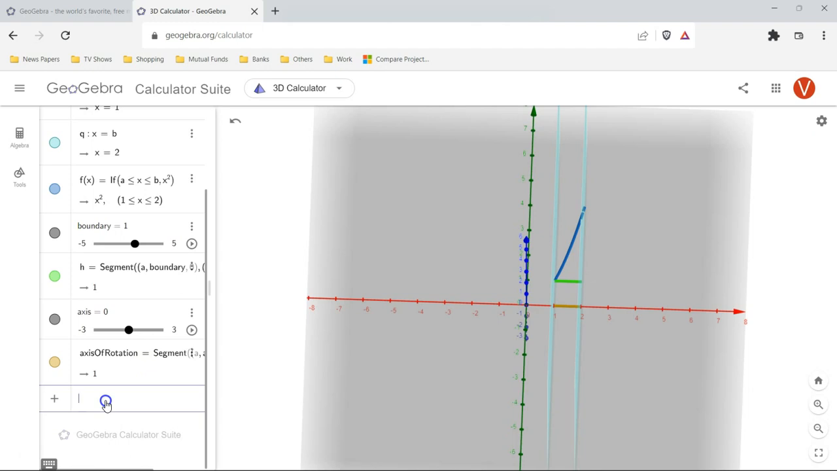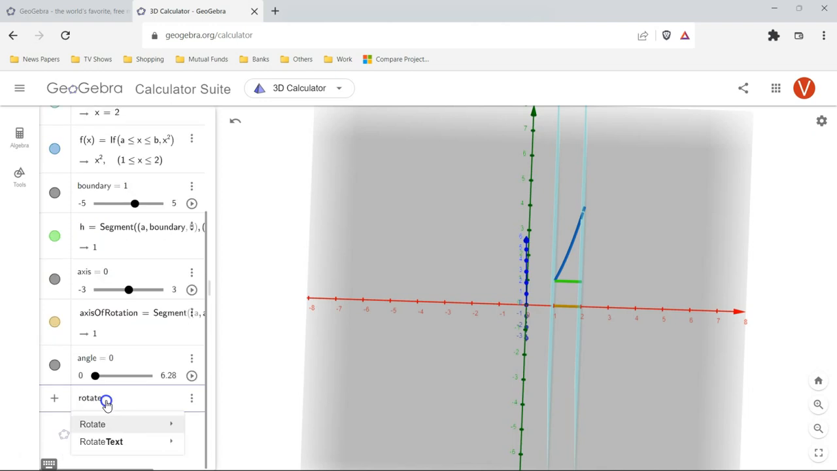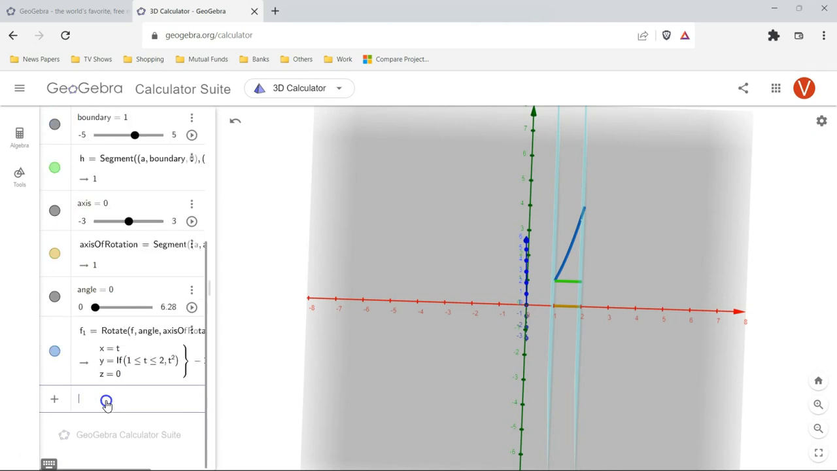Now what happens if we rotate this? Now to rotate it we require an angle. So let's define an angle slider from 0 to 2 pi, that is complete circle, in steps of 0.001. And now we rotate what? F by this angle around an axis of rotation, right?